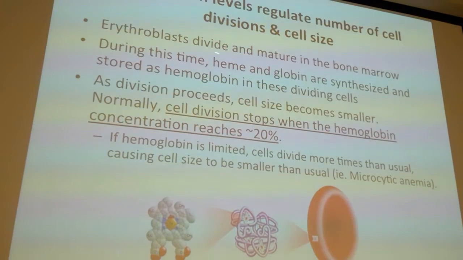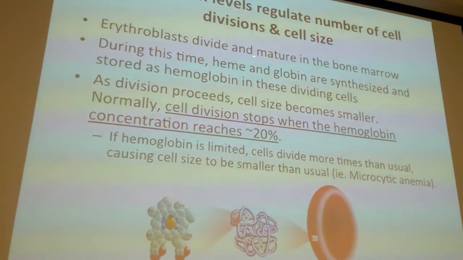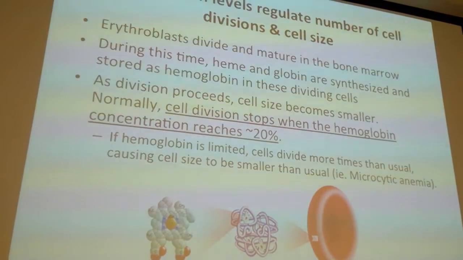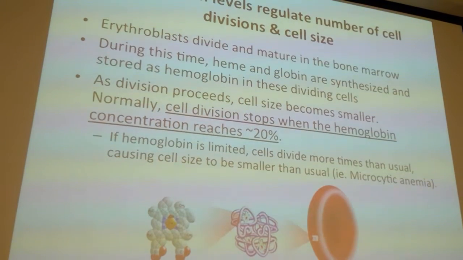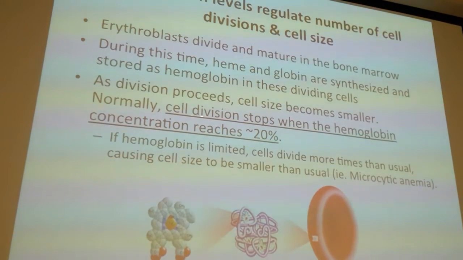So erythroblasts divide and mature within the bone marrow, as I've discussed. During this time, heme and globin are synthesized and stored as hemoglobin in these dividing cells. And this is the important part: as division proceeds, the cell size becomes smaller. Normally the cell division stops when hemoglobin concentration reaches about 20%. So this is a pretty high concentration of hemoglobin in these cells.